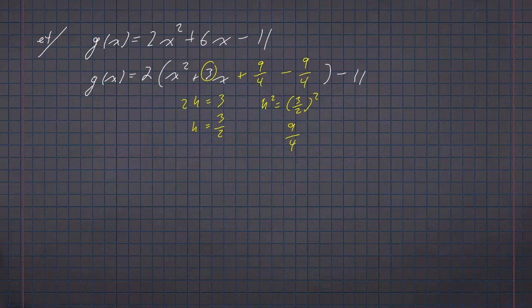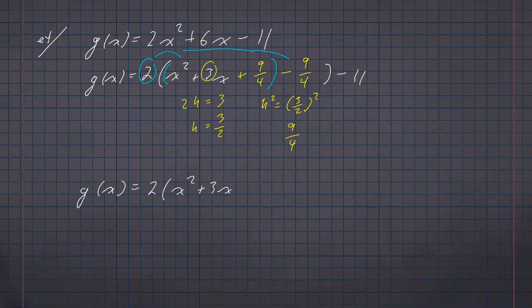Now the next trick is, remember that it's just this part that is the perfect square trinomial. So I'm going to take this 2 and distribute it over the stuff that I put in the blue parentheses and the stuff that's not in the blue parentheses. So I have that g of x is 2 times the stuff in the blue parentheses, x squared plus 3x plus 9/4, minus 2 times 9/4, which is 9/2, and then minus 11.